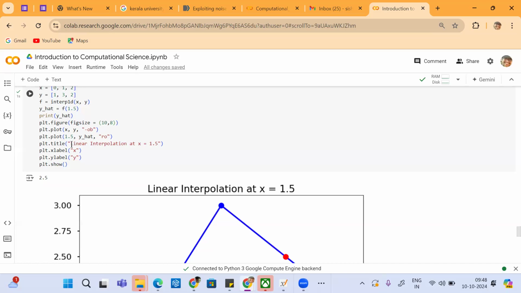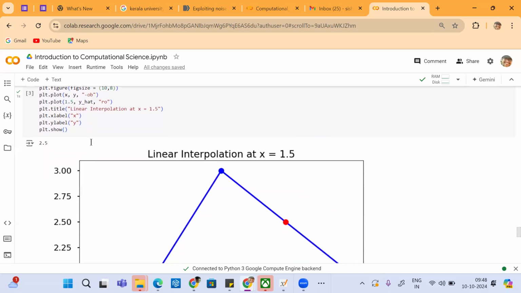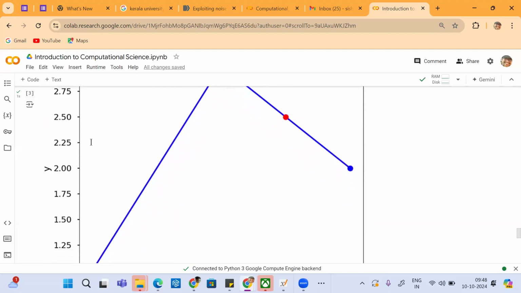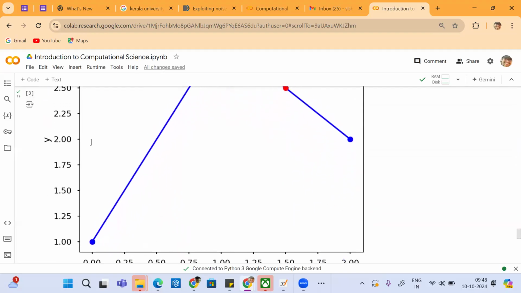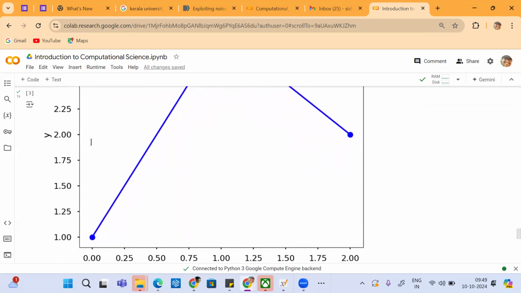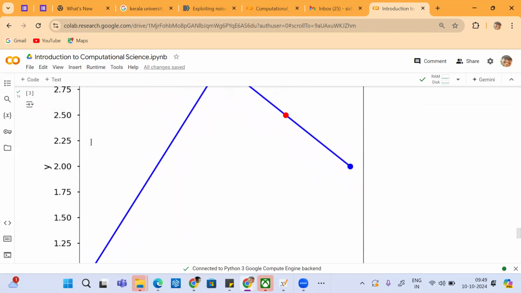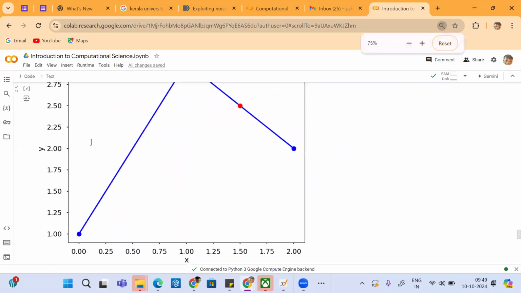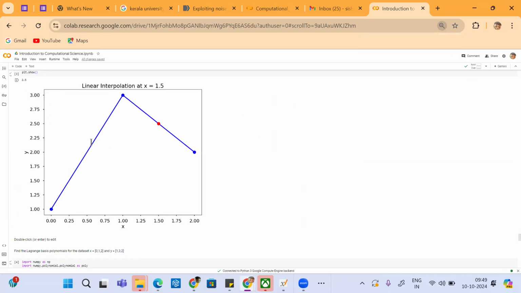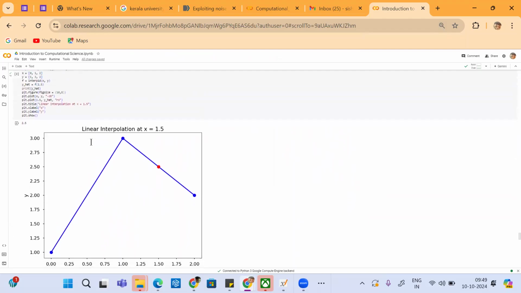Anyway, so what we are doing: plot x comma y, fine. Then I'm plotting 1.5 comma y hat. So where is 1.5? I think that is the red point. Yes, you can see that red point here. I can do control minus to make it fit, so now you can see everything in one figure. At 1.5, these blue points are the data points given to us, and after interpolation you got this line. You are asking what is the value at 1.5, and it is giving 2.5.